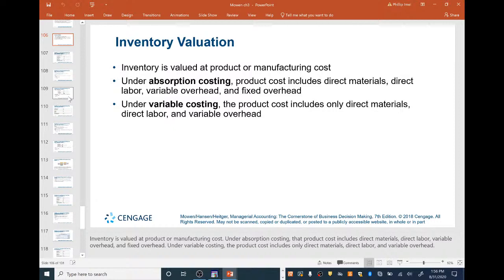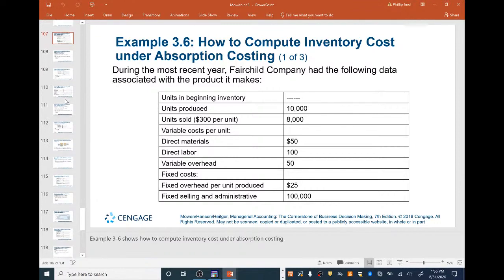Under absorption costing, product cost includes direct materials, direct labor, variable overhead, and fixed overhead. Once again, under variable costing, the product cost includes only direct materials, direct labor, and variable overhead. It's kind of a repeat of what we just went over. So let's look at an example now of how to compute inventory cost under absorption costing, which is the one applicable to GAAP for external reporting.